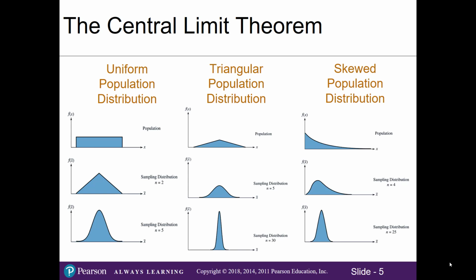So regarding the central limit theorem, this saves us a lot of time when we're trying to find the probability of an event. Regardless of what our population distribution shape is, it could be uniform, triangular, skewed. When we have a large enough sample size, our sampling distribution will be bell-shaped, and that allows us to use Appendix D for sampling distributions.